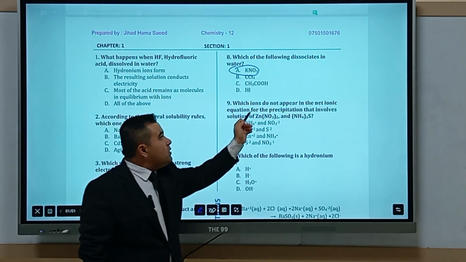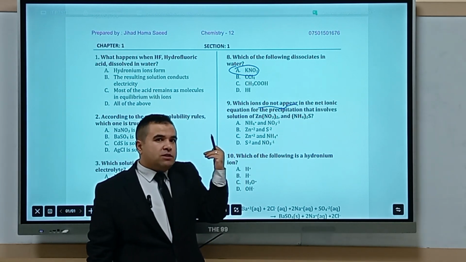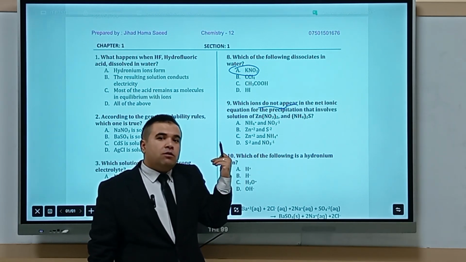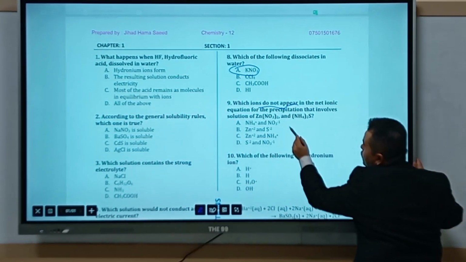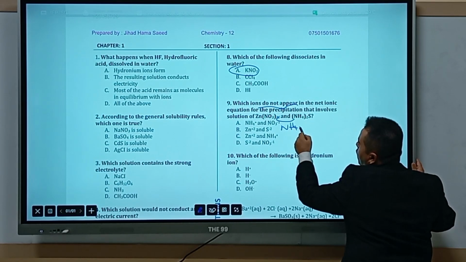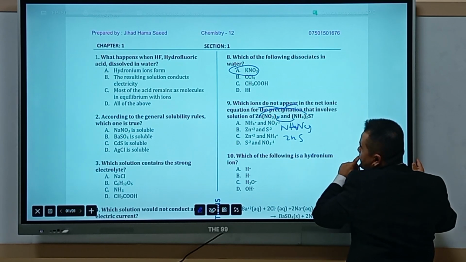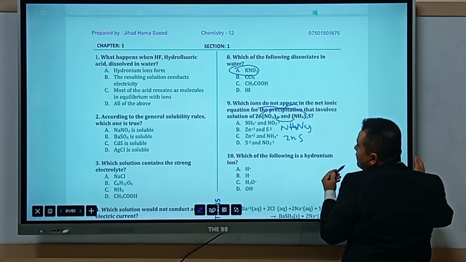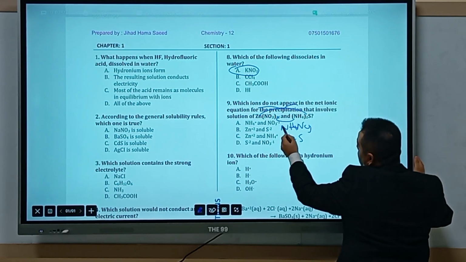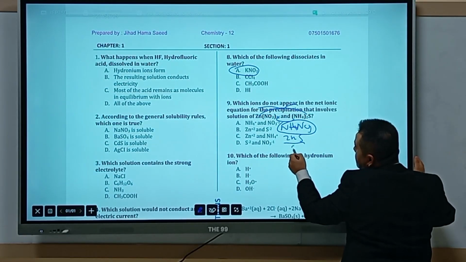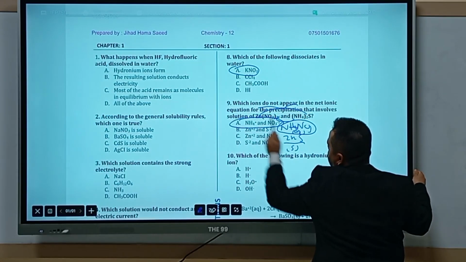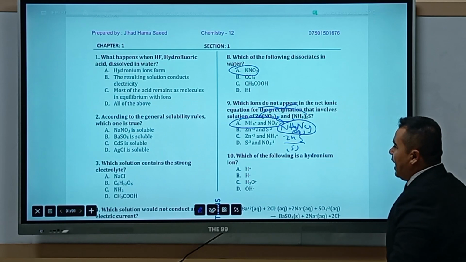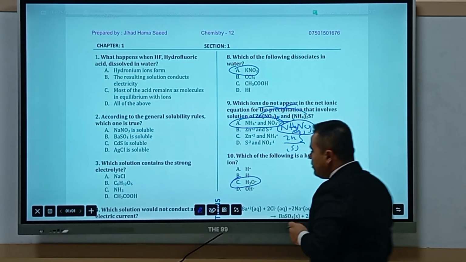Which ions do not appear? This was a ministerial exam question. Does not appear means spectator ions. So, spectator ions: these two salts will form NH4NO3 and ZnS. The spectator ions in this case are NH4 and NO3. Why? Because ZnS is insoluble, and this is soluble. So NH4, NO3 is the correct answer. Which of the following is the hydronium ion? Of course, C is the hydronium ion.